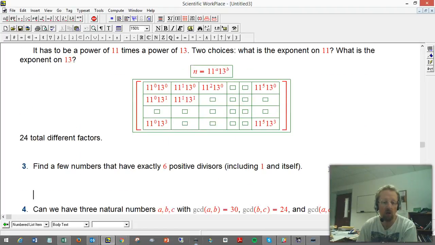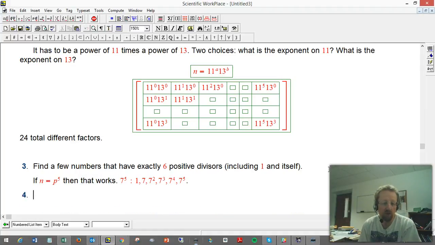And if that power, if n is p to the 5th, then that works. So for example, 7 to the 5th, you get 1, 7, 7 squared, 7 cubed, 7 to the 4th, and 7 to the 5th. So any prime to the 5th power is going to work.